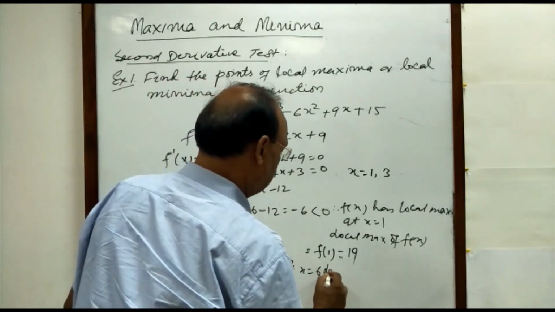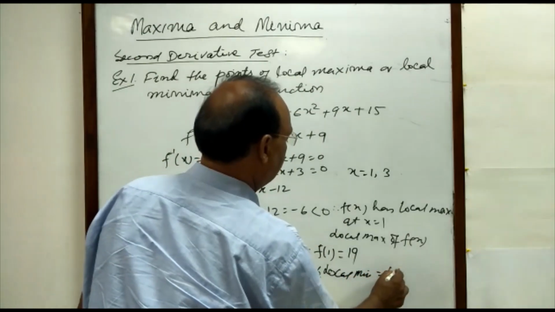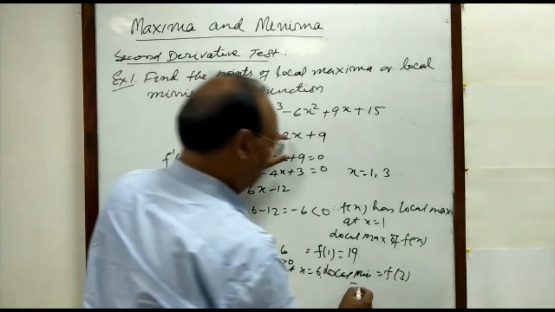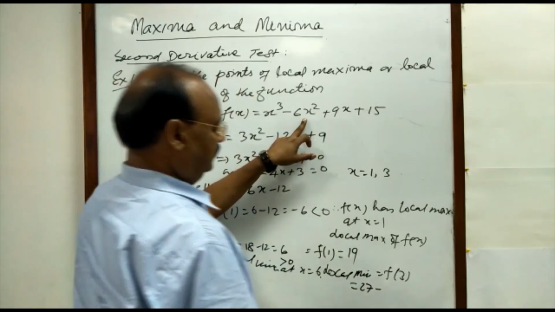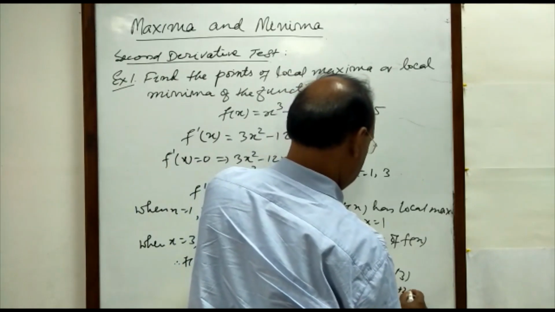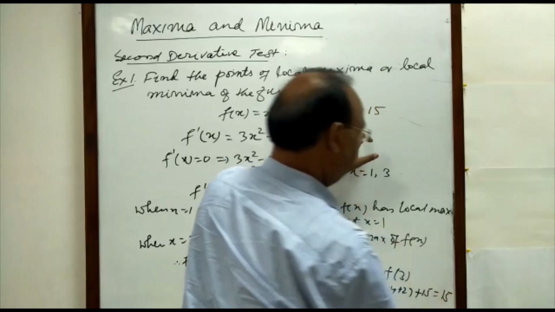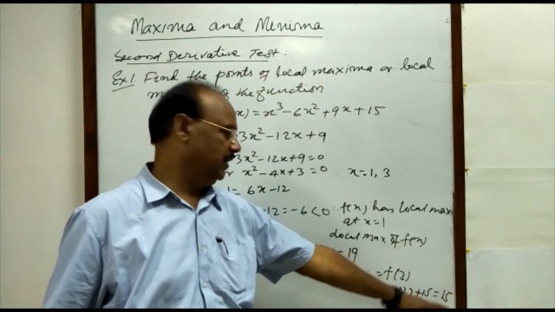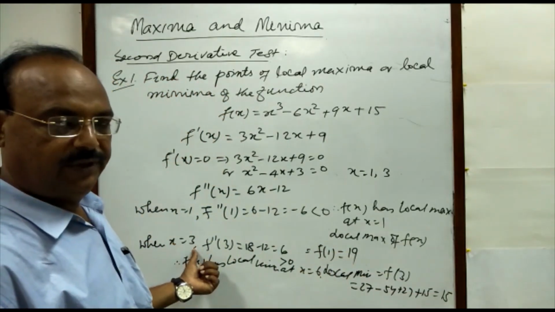So local minima is equal to f of 3. Let us evaluate it. So this is 27 minus 54 plus 27 plus 15. This is equal to 15. So this is the value of local minima, 15. And the point of local minima is x is equal to 3.